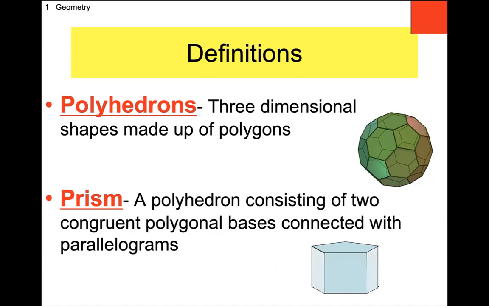But a prism just requires you to have two congruent shapes. You can have two congruent triangles, but the sides must be parallelograms. Don't confuse prisms with pyramids. And you're like, well, how could I ever confuse that with a pyramid?